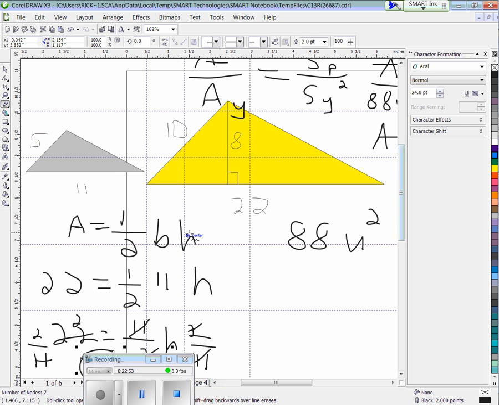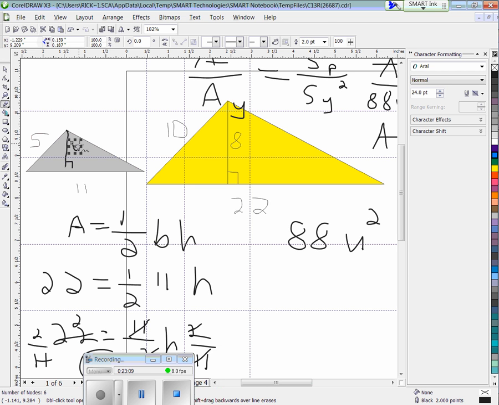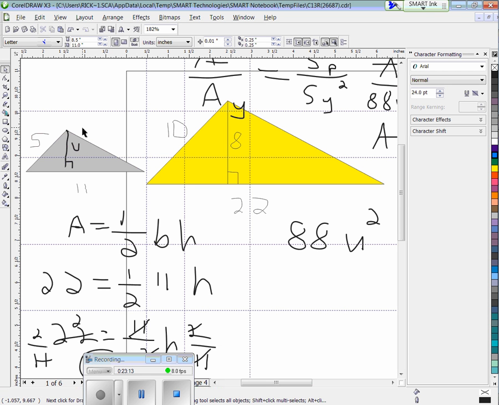Now, what do you think about the heights? They are proportional. But now we know it for sure, because we figured it out using the formula. We know the area. We use the formula to figure out the height. And lo and behold, indeed, they are proportional.